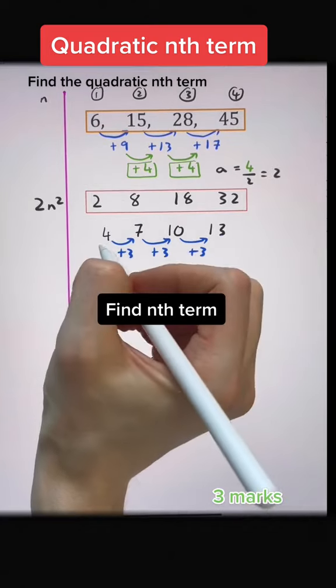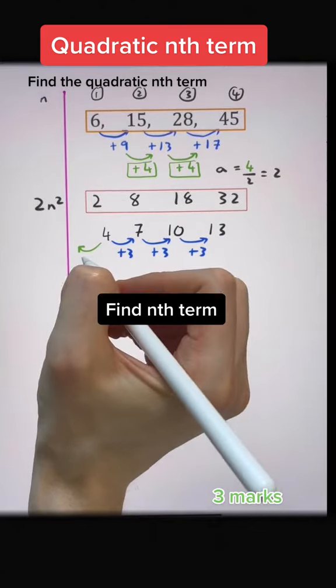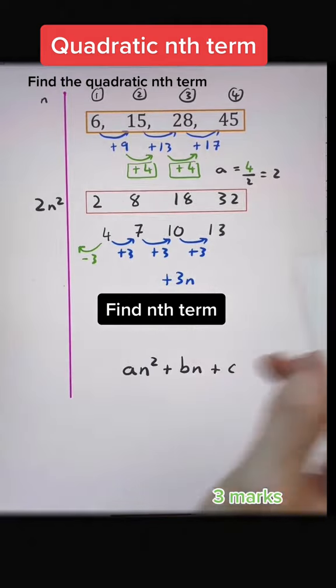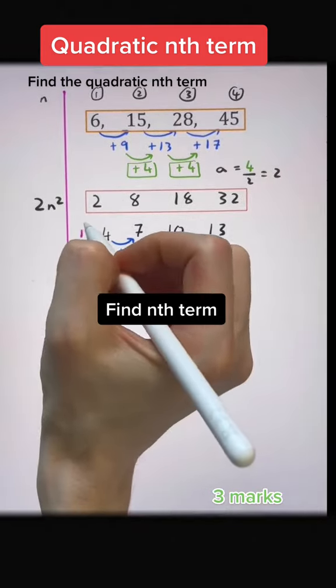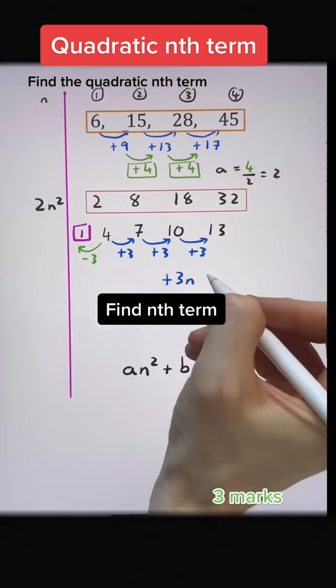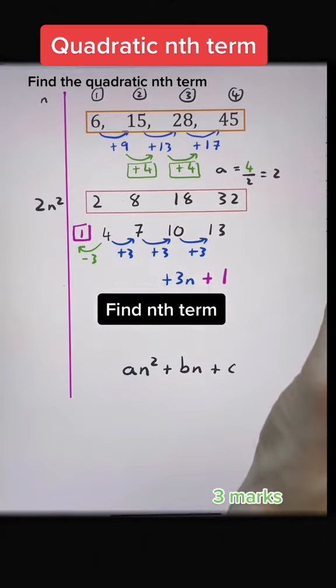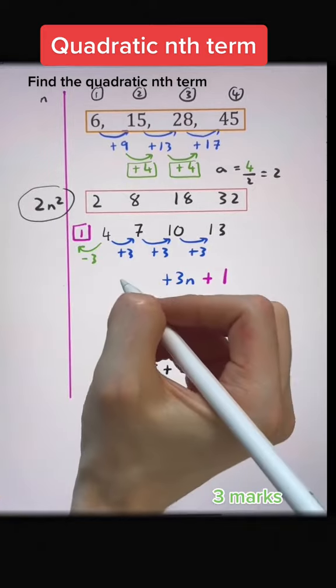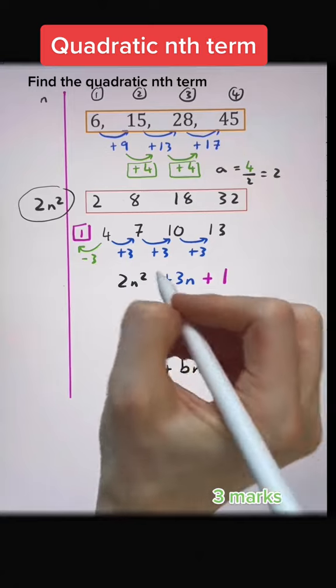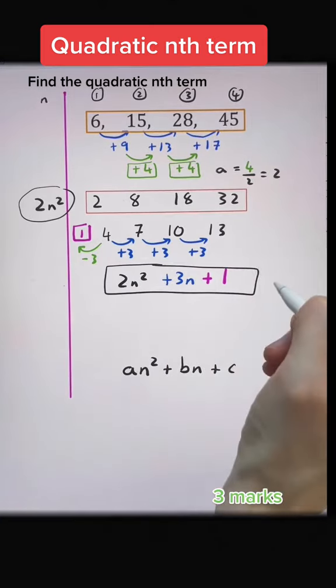And we work backwards to get what we call the zero term. The opposite of add 3 is subtract 3. In this case, 4 subtract 3 gives us 1. Whatever we get for the zero term, we must place on the end, in this case plus 1. And then don't forget to bring down our 2n squared in front. Hence our quadratic nth term is 2n squared plus 3n plus 1.